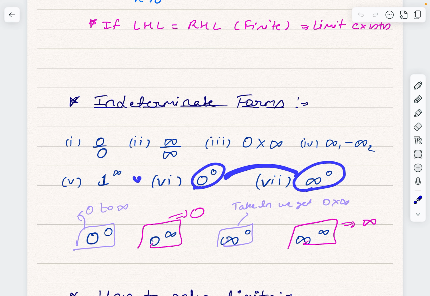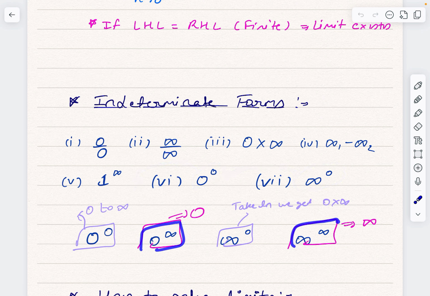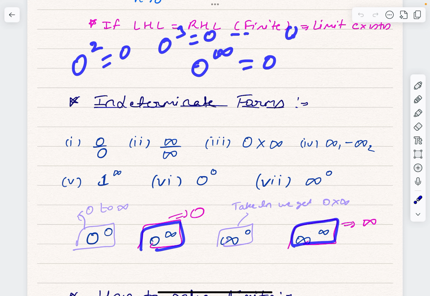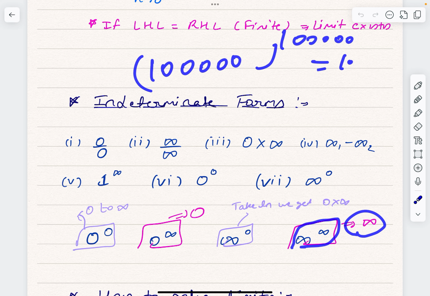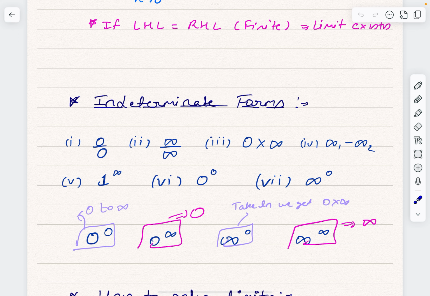You can use the same y method. You take it equal to y and take log both sides. But 0 power infinity and infinity power infinity are not indeterminate form. See, if you do 0 power infinity, it will be 0 only. 0 power 2, 0, 0 power 3, 0, 0 power any large number will be 0 only. And infinity power infinity will be infinity only. If I take a very large number and raise to some very large power, I get a very large number. This is not indeterminate form. This is a very large number.